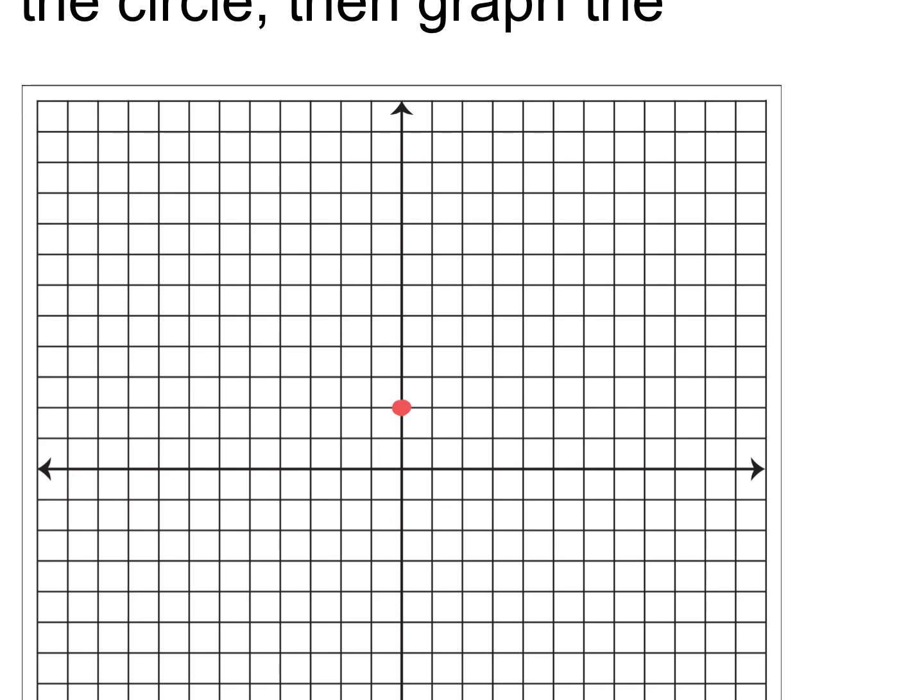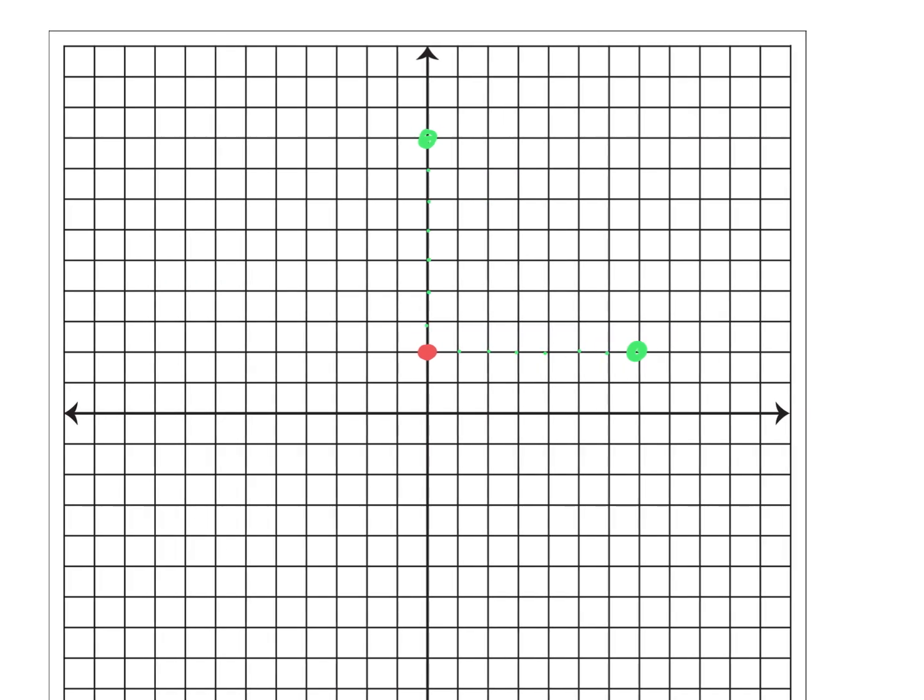So if I count to the right, 1, 2, 3, 4, 5, 6, 7. If I count up, 1, 2, 3, 4, 5, 6, 7. And if I count to the left, and down, again 7 units each. Again, just helps you kind of guide yourself through drawing the circle. It doesn't have to be perfect, but try your best.